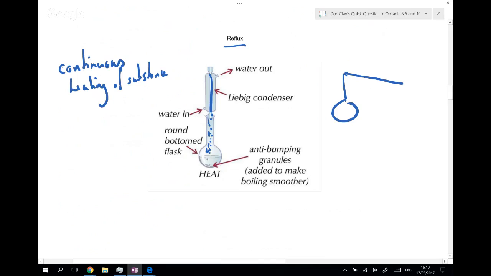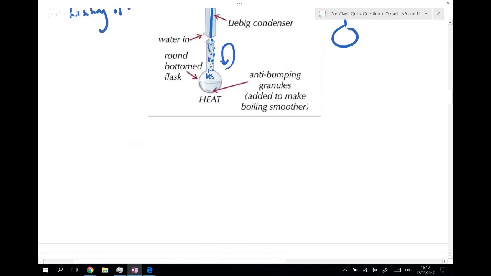As it drips back down, it will react with the mixture at the bottom, then boil, evaporate up the tube, and then recondense and come back down. So we end up with this refluxing situation where we're getting gases which are evaporating and condensing, evaporating, condensing. Now, this is important partly because of required practical 6, where we need to identify our alcohols.